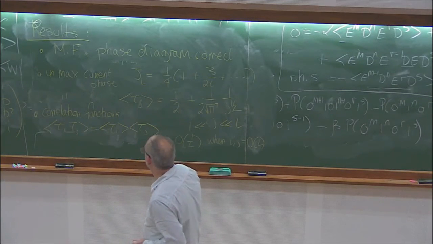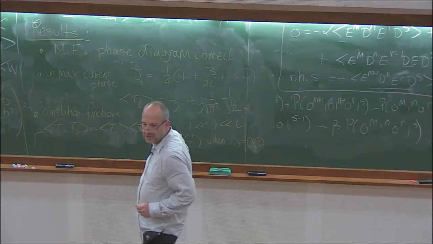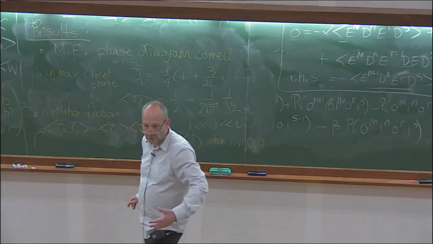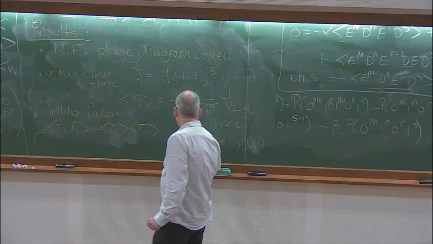Yes, okay, sorry, of course. This is a function of i minus j, but I'm saying that the scaling is of order 1 over L. So yeah, it's a function of i minus j in there.